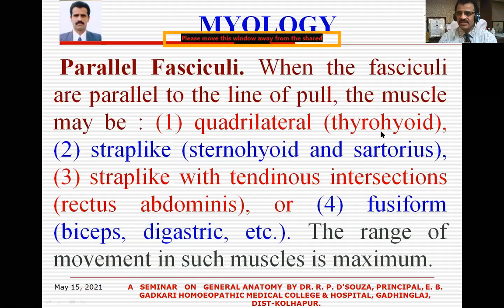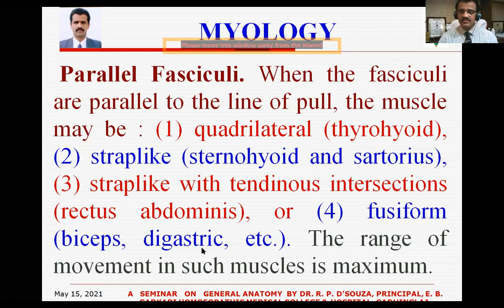One example I am giving you is thyrohyoid, which is present from hyoid to thyroid. Strap-like are sternohyoid and sartorius. Strap-like with tendinous intersections is rectus abdominis, which is present here on the front line of the abdomen. Fusiform shape is given by biceps and digastric muscle. The range of movement in such a muscle is maximum. So here the range is more as compared to force.